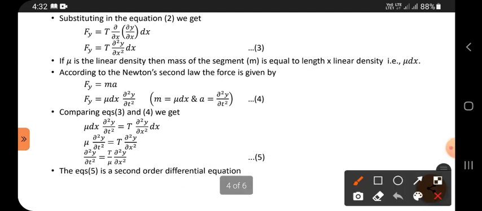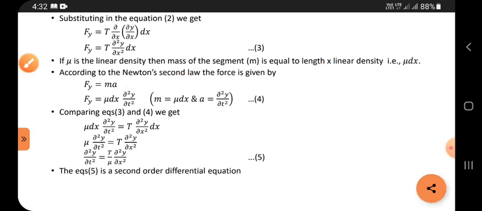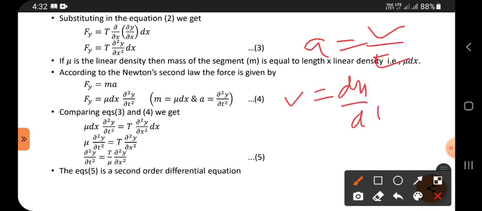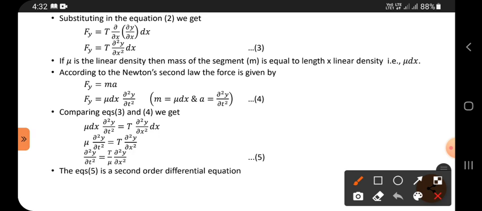According to Newton's second law, the force is given by F = ma, and since the force is along the y direction, Fy. In the place of mass, mu dx is substituted, and in the place of a, acceleration. Acceleration is actually velocity by time, but velocity is simply dx by dt. So this velocity we can also write as dv by dt, and if you substitute v here, you get this answer.